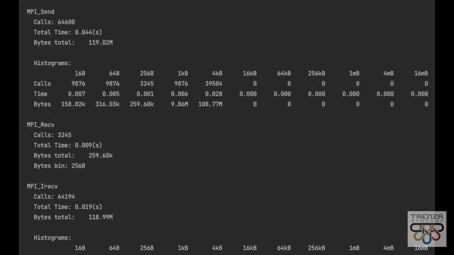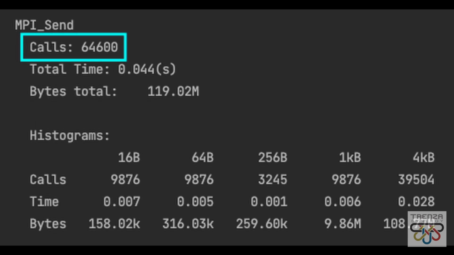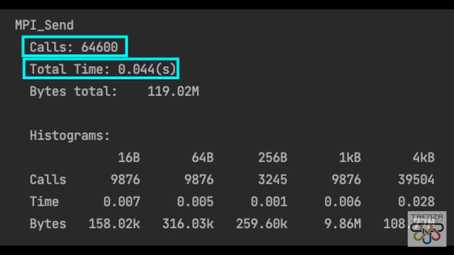One interesting thing to note here is that unlike some benchmarks, the Pennant benchmark MPI calls are not completely symmetrical. Here are some of the results for MPI Send. Each rank has an average of 64,600 calls to MPI Send. These calls are all extremely quick, and all added up consume only a small fraction of a second.